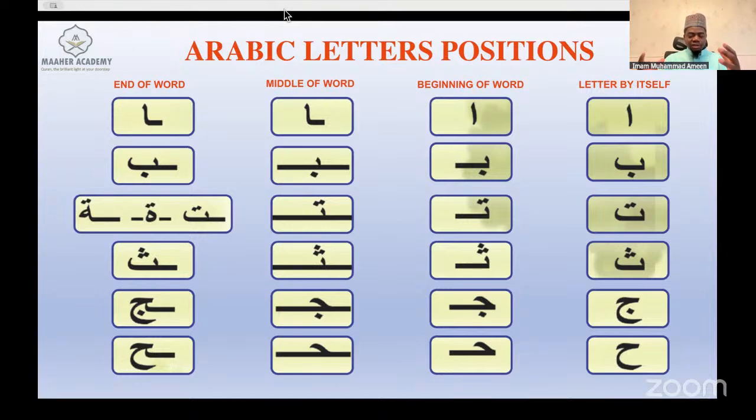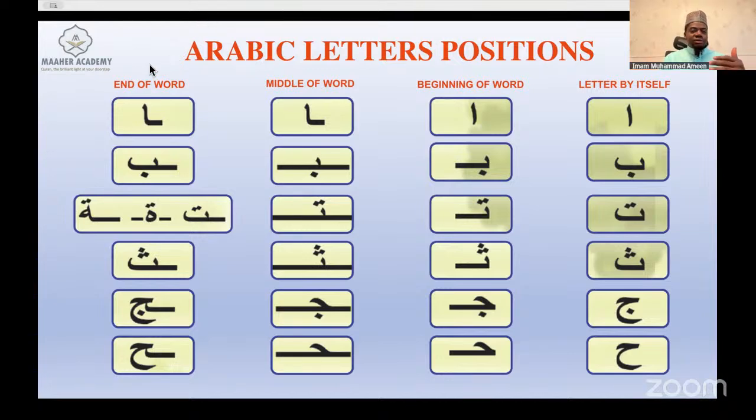So the Quran letters, their secret is when they are in the beginning of a word, when they are in the middle of a word, and when they are at the end of a word. They change forms and might even change their shape, but they'll still have the same sound. So you need to understand that and be able to identify that completely and correctly.